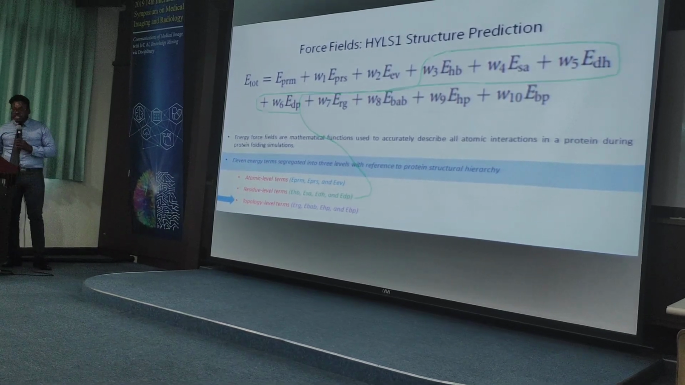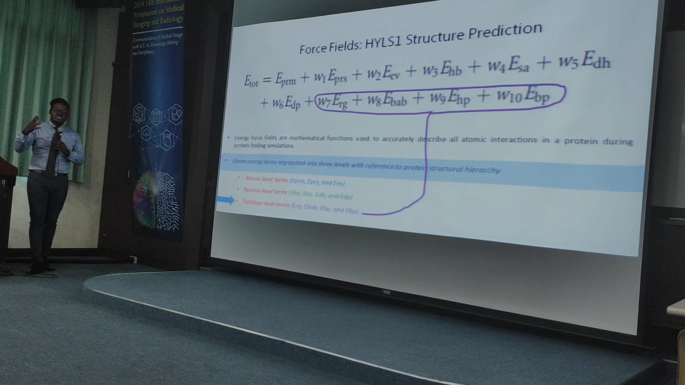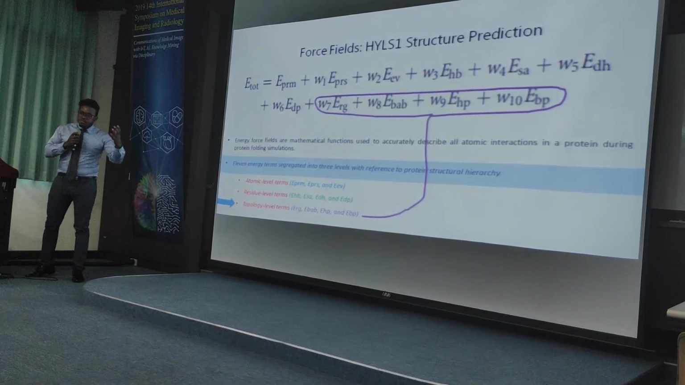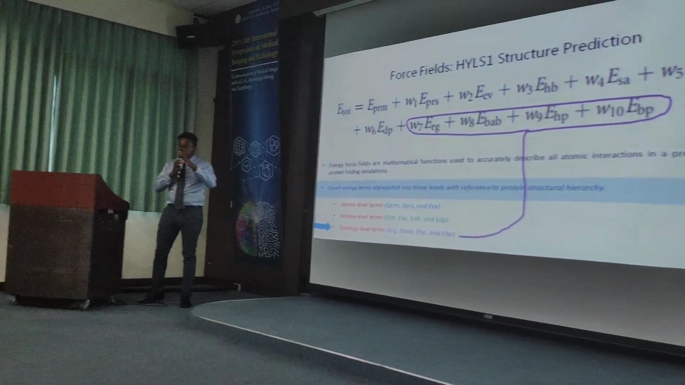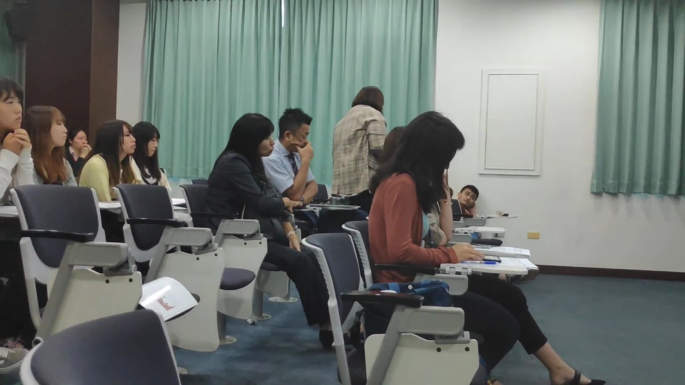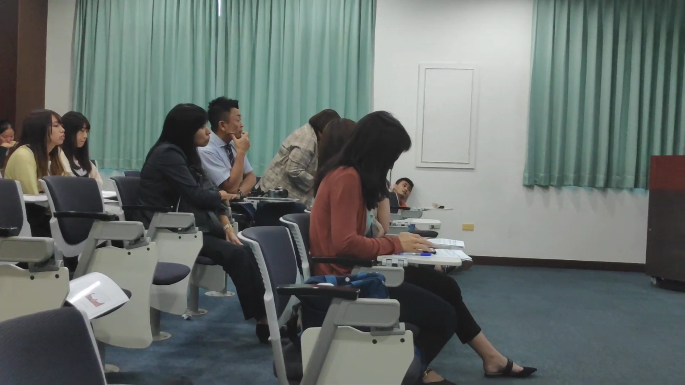And then the third layer deals with the three-dimensional structure of the protein. We call it topology. How do the alpha helices and beta sheets relate to each other on a global perspective? Global meaning the entire protein itself. So these are the terms in specific.